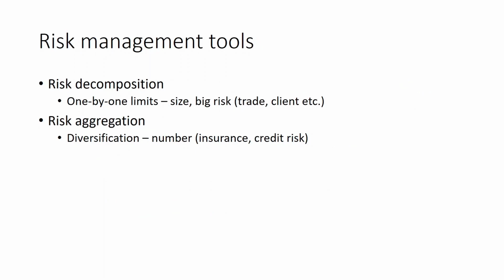Yeah. So the book says that we have two options: risk decomposition or risk aggregation. So this decomposition says that, okay, we should define limits. So trade limit, client limit, also to limit the position what an individual manager can take, and that's why we would like to avoid big risk.